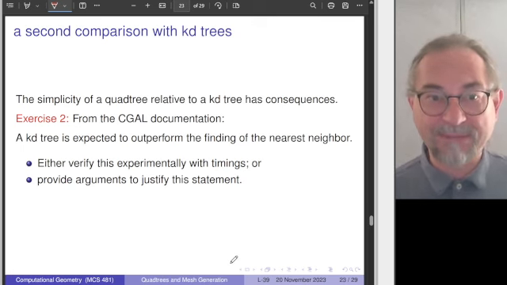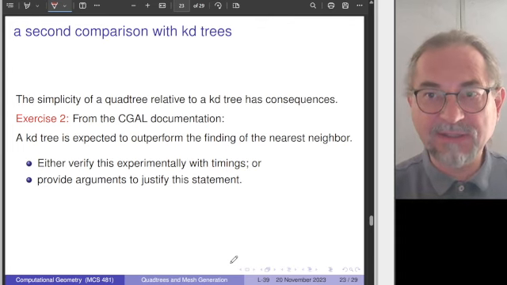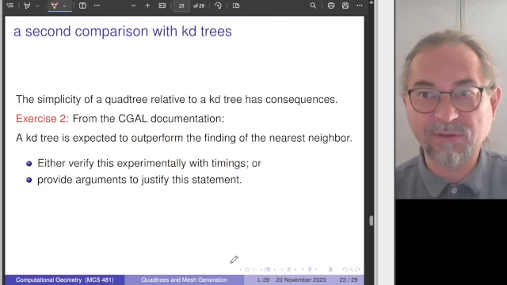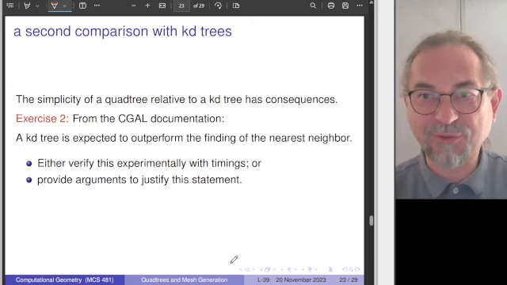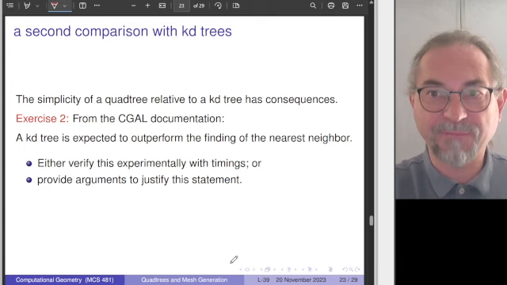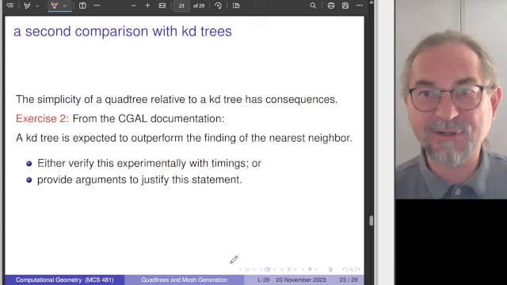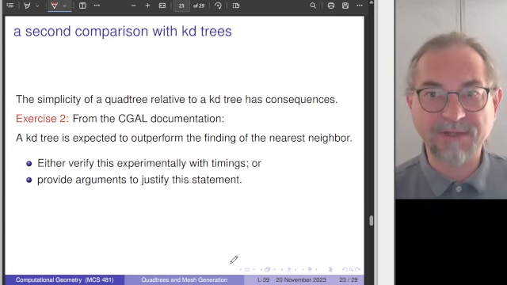This is also a mathematical course, so provide arguments to justify this statement. Why is balancing needed with quadtrees and why is it not needed with KD trees? In this part of the course, we often go back to what we've covered before. Some of the questions that we raise here would be very suitable for a final exam, if there is any.